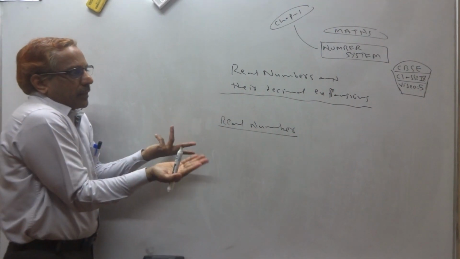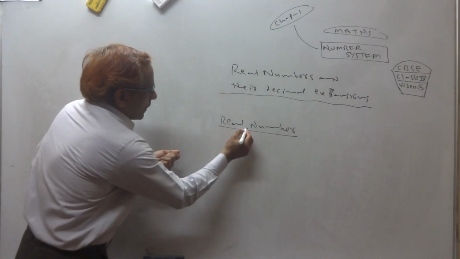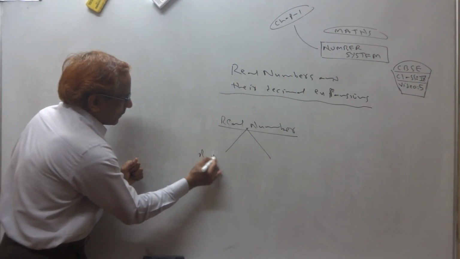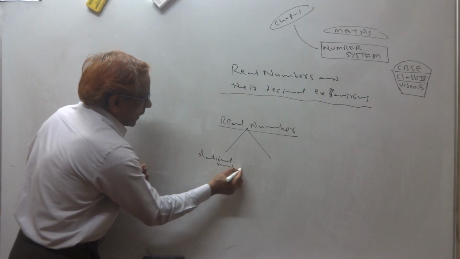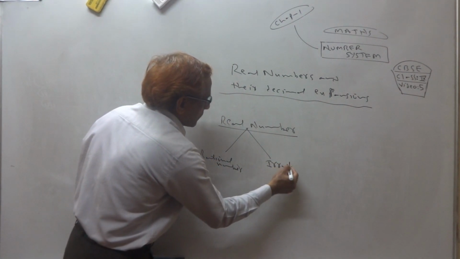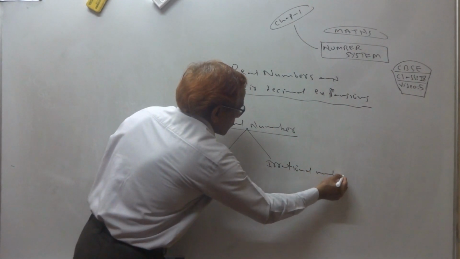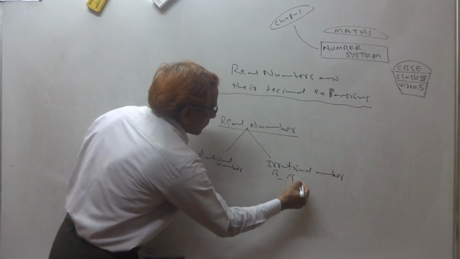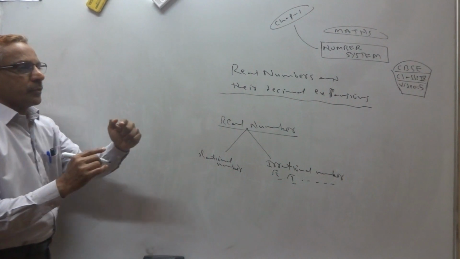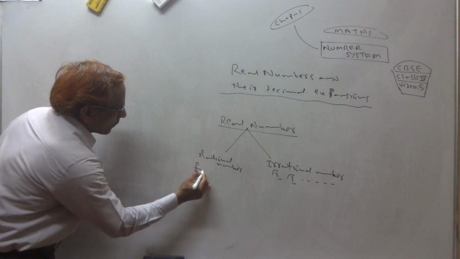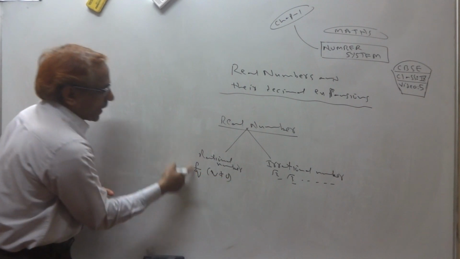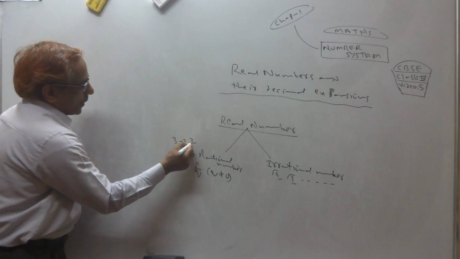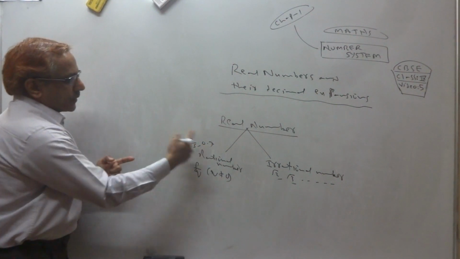Every number in maths is a real number, and we already discussed that. This is divided into two categories: one is rational and one is irrational numbers. Irrational means all roots will be there. A number which can be written in the form p by q, where q is not equal to 0, is a rational number, like 3, minus 3, 2 by 5, 0.7. All these are rational numbers.